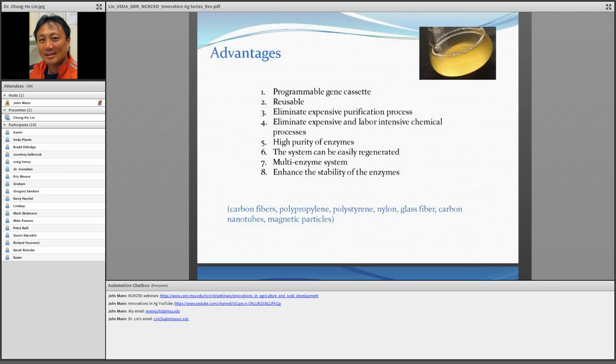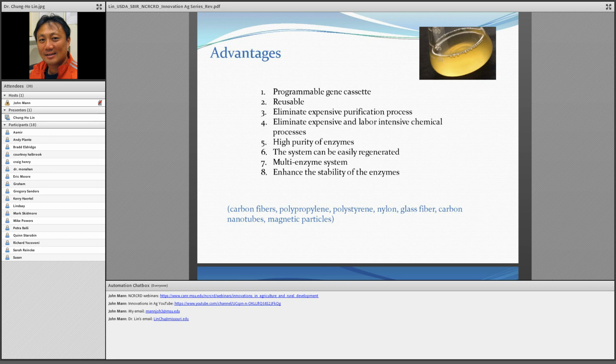Okay, now I'm going to lead into one of the technologies that we developed. Our team has developed a technology that can easily and quickly immobilize any kind of enzyme on a hard surface. The platform materials can be carbon fiber, polypropylene, polystyrene, nylon, glass fiber, carbon nanotube, and magnetic particles. Today, I will only focus on the carbon fiber.